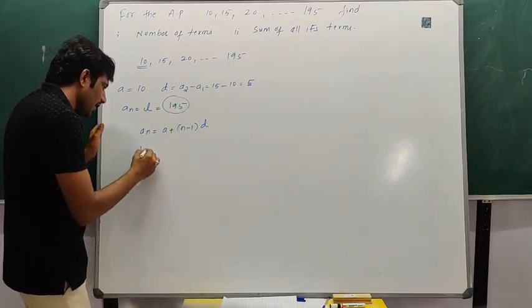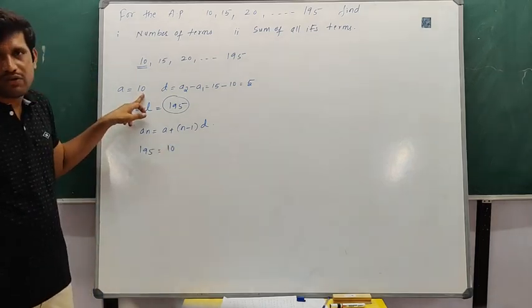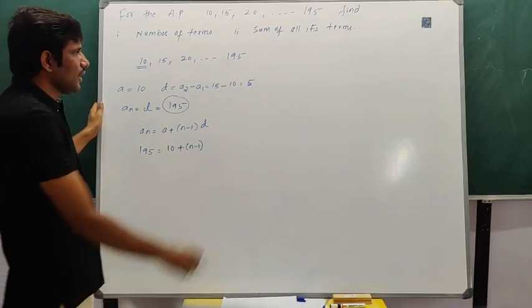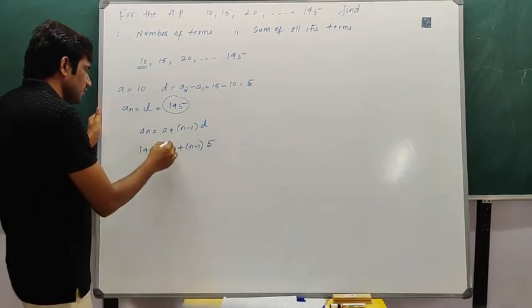195 is equal to a. What is a value? It is 10 plus n minus 1 into d. So what is d? D is 5. So bring this value here.